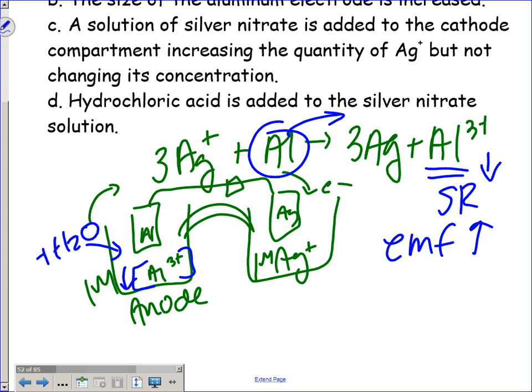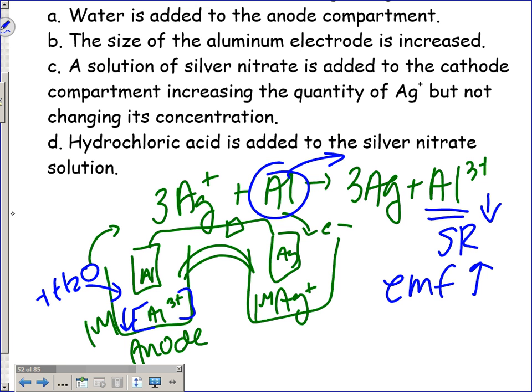Cool? How about decreasing or changing the size of the aluminum electrode?